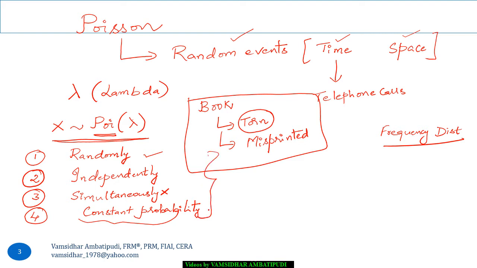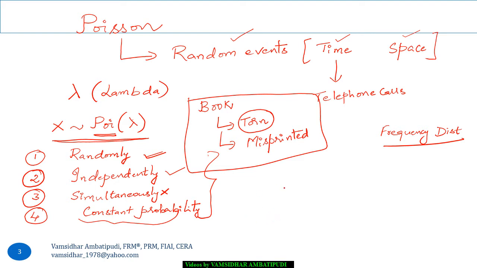When these four important conditions are met, that particular random event can be modeled using a Poisson distribution. So the most important point is, only when these four important conditions are met: events should be random, they should occur independently, two events cannot occur simultaneously, and there is a constant probability of occurrence of the event over the entire time or space.